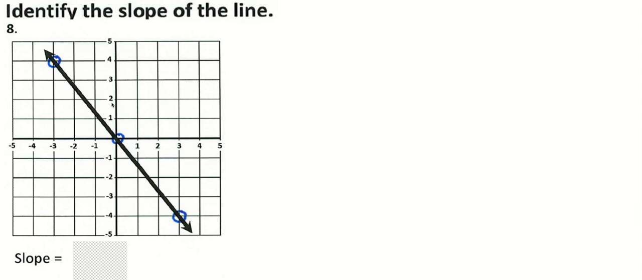So any 2 of these 3, let's say we use these 2, then remember, it's rise over run, not the other way around. So rise would be down 1, 2, 3, 4. So it's down 4, and then right 1, 2, 3. So that's -4 because it's down over a positive 3. So the overall answer is -4 thirds.